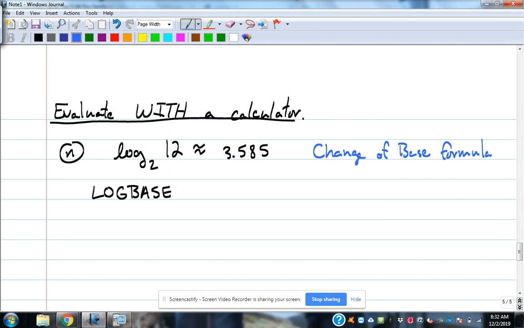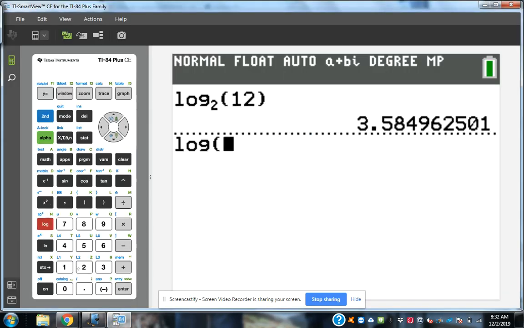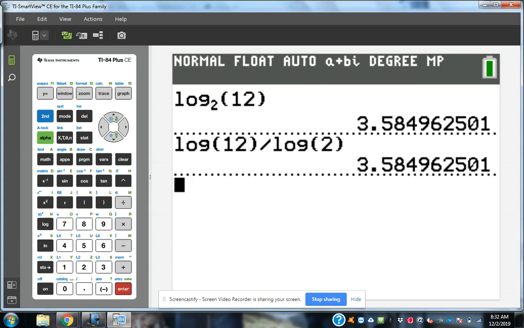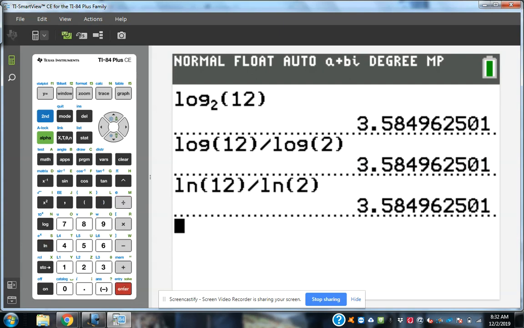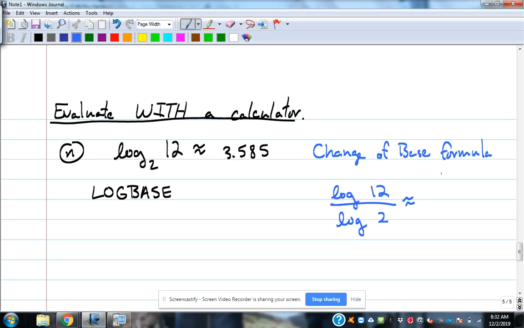You can actually do the log of a base 2 using common logs. So you can do log base 10 of 12 divided by log base 10 of 2 and get the same number. On my calculator, I just did log of 12, close the parentheses, divided by log of 2, exact same number. It even works with natural log. Same number. Okay, change of base allows you to use the common logs to do that.